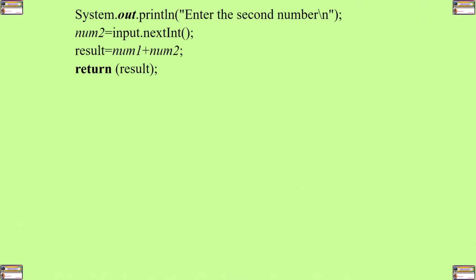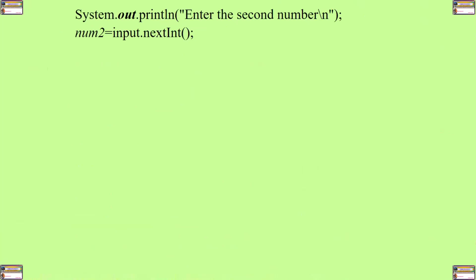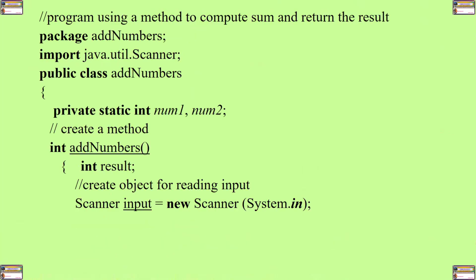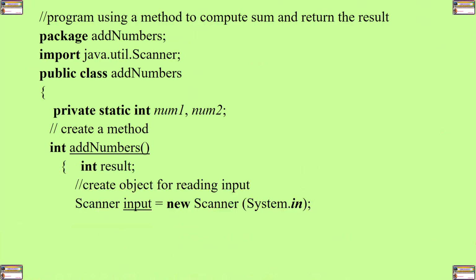We have the reserved word return followed by the name of the variable that contains the value that we want to return. Kindly note that the data type of that variable that we want to return must match the type specified for that method. So like this method is supposed to return a value of type integer, and therefore the variable which contains the value to be returned, the result, must also be of the same type.